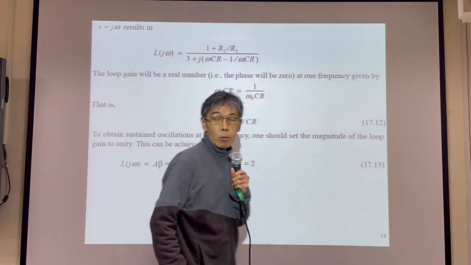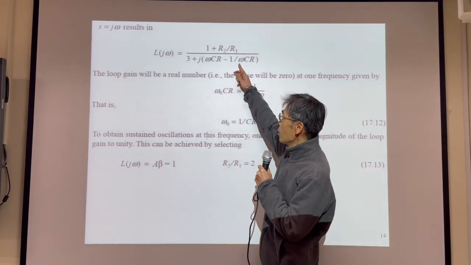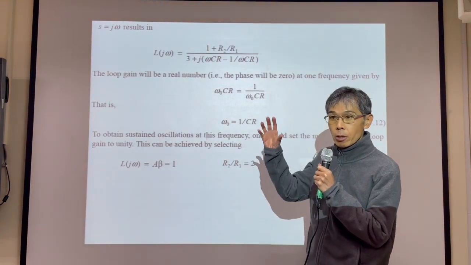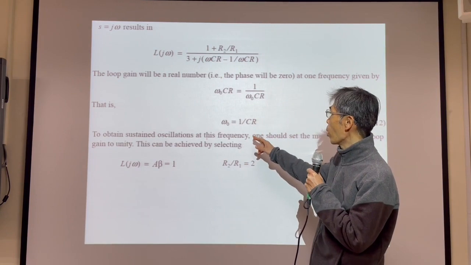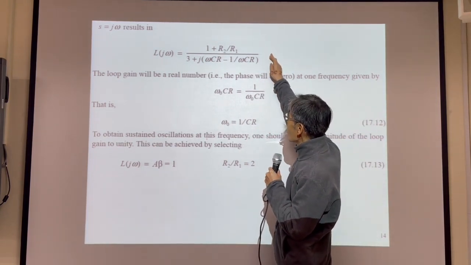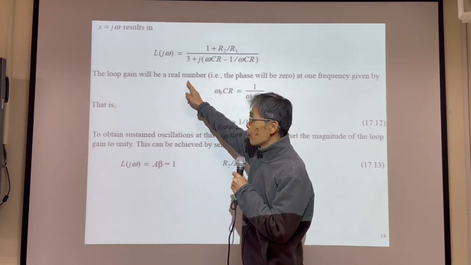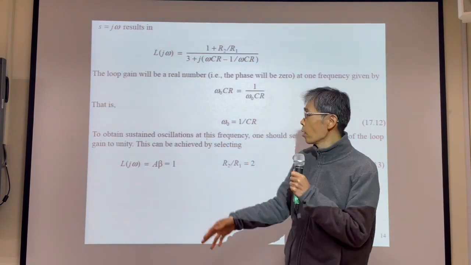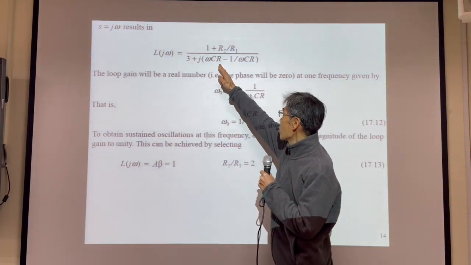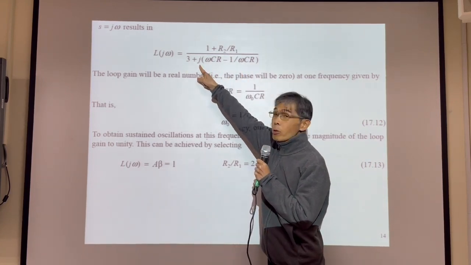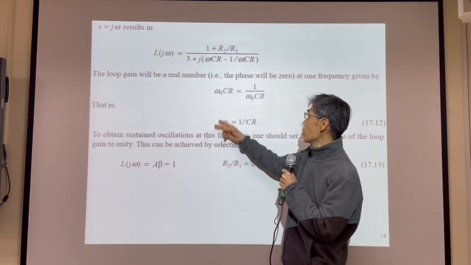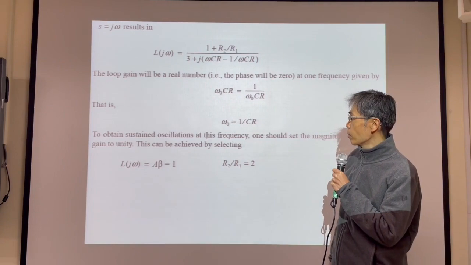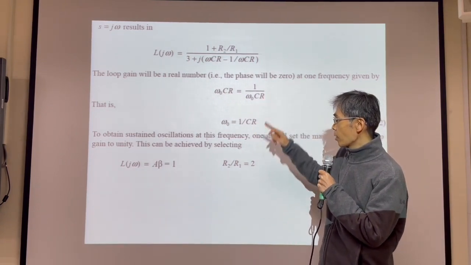Okay, if you reach this one, this is the loop gain. So in order to have oscillation, the loop gain should be equal to 1. Then the loop gain will be a real number, because 1 is a real number, there's no imaginary part. So this one, the imaginary part, must be 0. So we can get this result. ω0 is the oscillation frequency. Then we can get the result here.